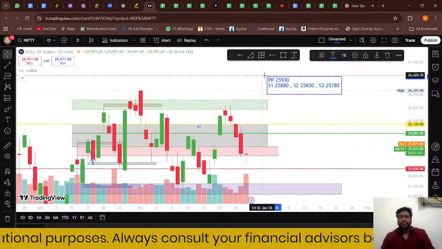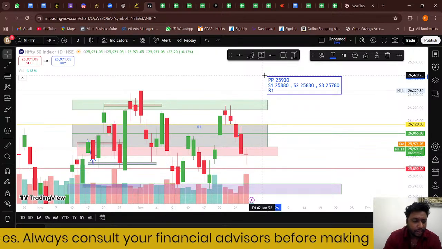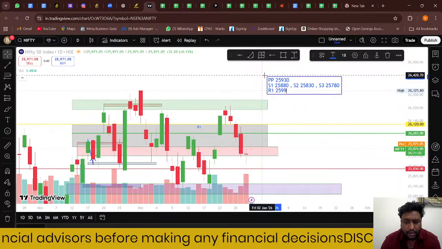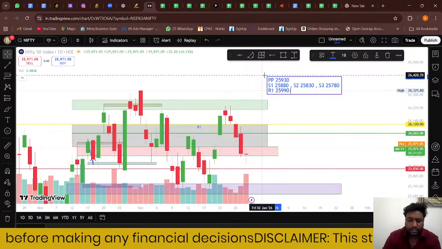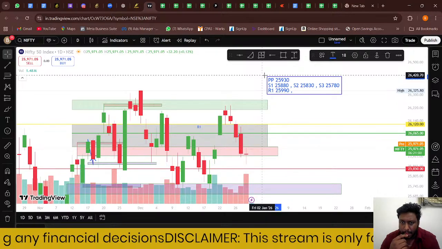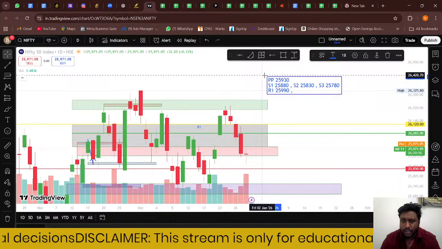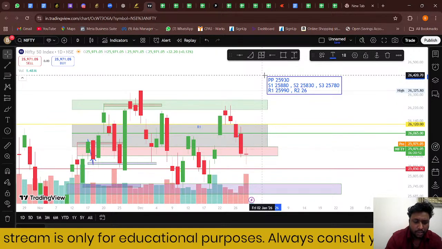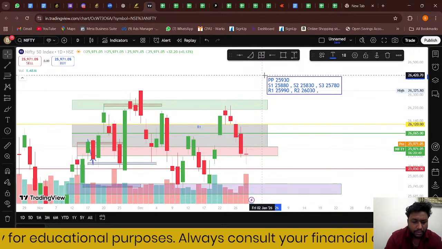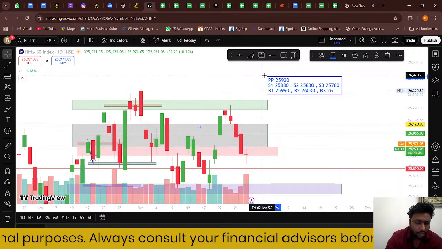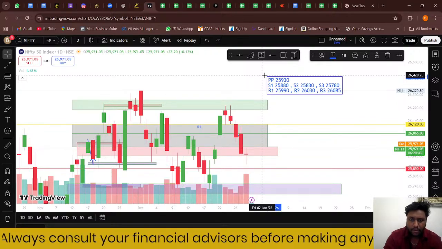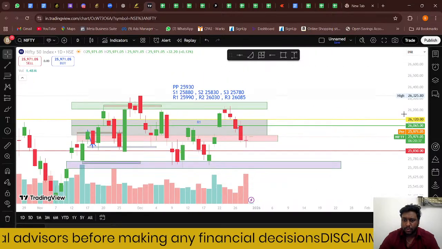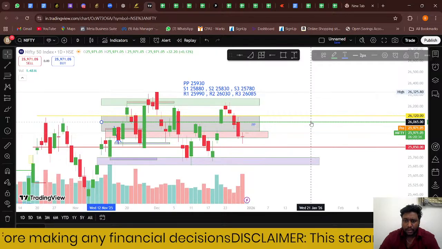With respect to the resistance part, resistance 1 lies at 25,990. This is where the first resistance comes. If you see, from our pivot point it is nearly 60 points away, and resistance 2 is at 26,030, and resistance 3 is at 26,085 mark. So these are the support and resistance levels with respect to the pivot point for the day, and we will mark it out quickly.